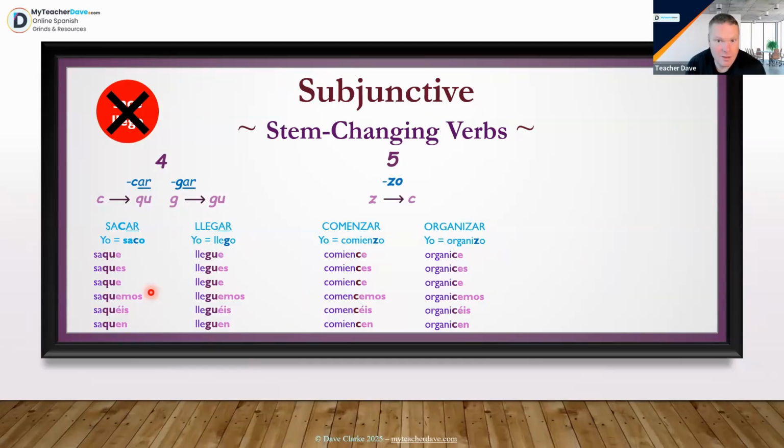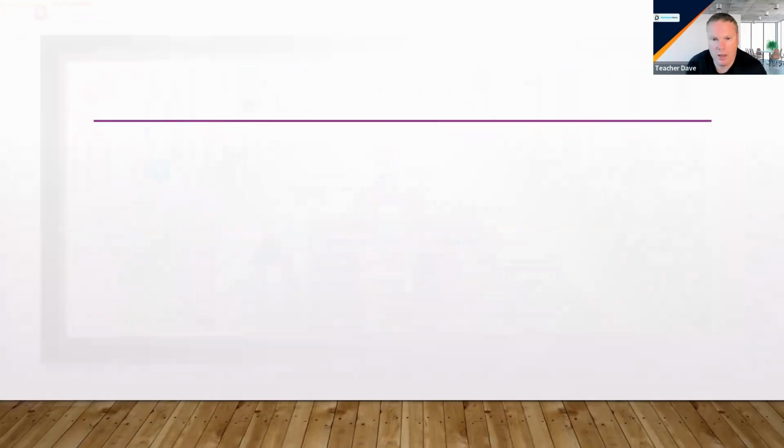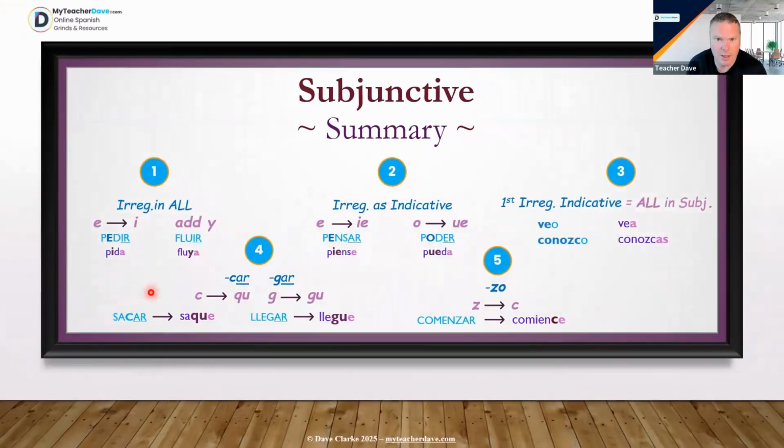So guys, those are your 5 groups. You don't have to learn anything else in terms of stem changing verbs for present subjunctive. You have everything you need there. However, there is a fair bit of information here. So what I decided to do was to put it all together to kind of condense it down a little bit further for you into kind of one slide.